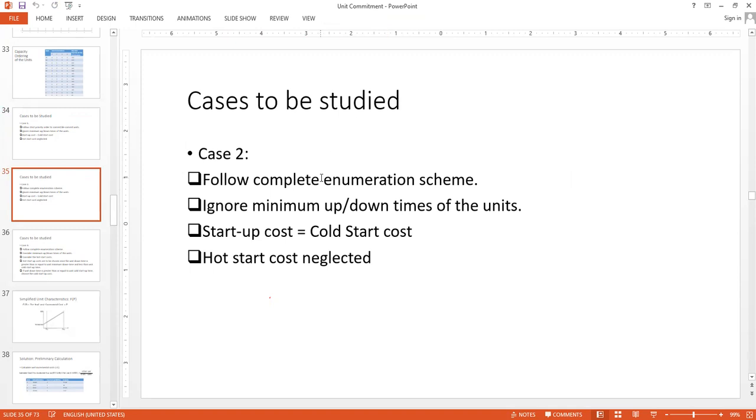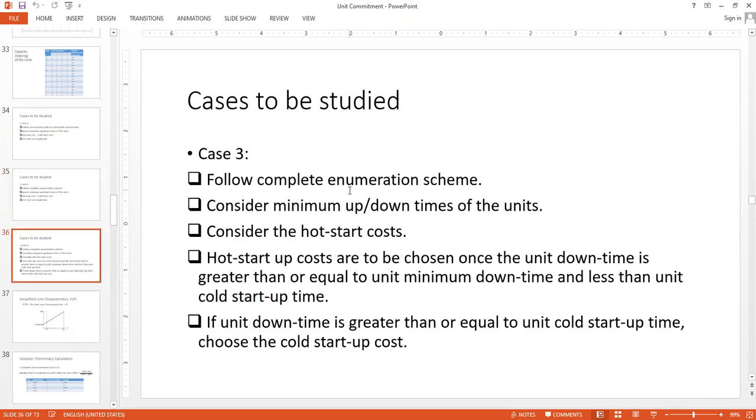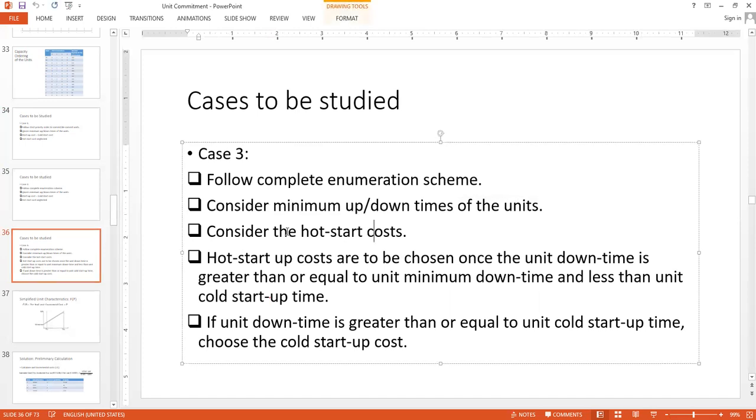Of course, if that state has sufficient capacity for satisfying the demand. Case number 3 is the most complex one here. So here again, like case number 2, we are following the complete enumeration scheme. Here we are not going to ignore the minimum uptime and downtime. In case 3, we are going to consider the minimum uptime and downtime, and also the hot start costs.